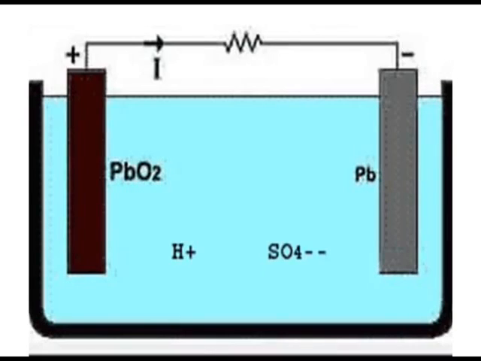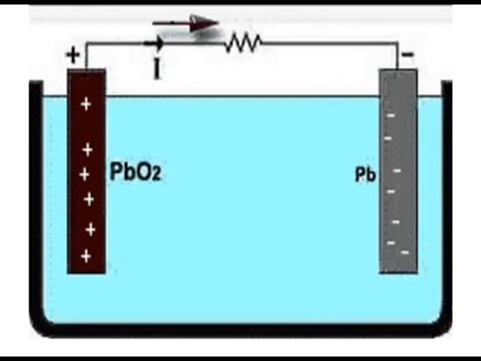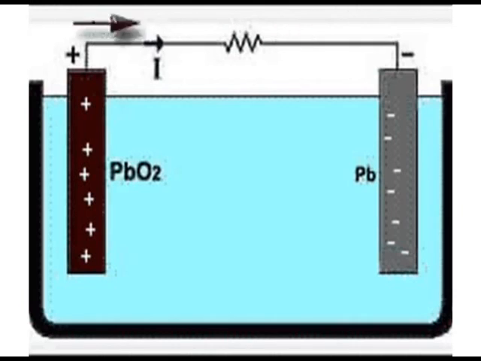As positive hydrogen ions take electrons from the lead peroxide plate and negative sulfate ions give electrons to the lead plate, there will be an inequality of electrons between these two plates. Therefore, there will be a flow of current to the external load between these plates to balance this inequality of electrons. This process is called discharging of the battery.